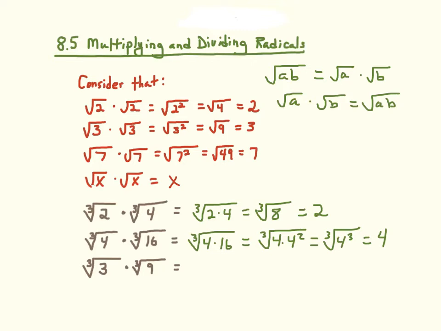Here I have the cube root of 3 times the cube root of 9. That would be the cube root of 3 times 9, or the cube root of 3 times 3 squared, or the cube root of 3 cubed equals 3. So you don't have to show all your work like that, but that's just to explain a lot of the little ways that the multiplying is going to work when you're working with radicals.